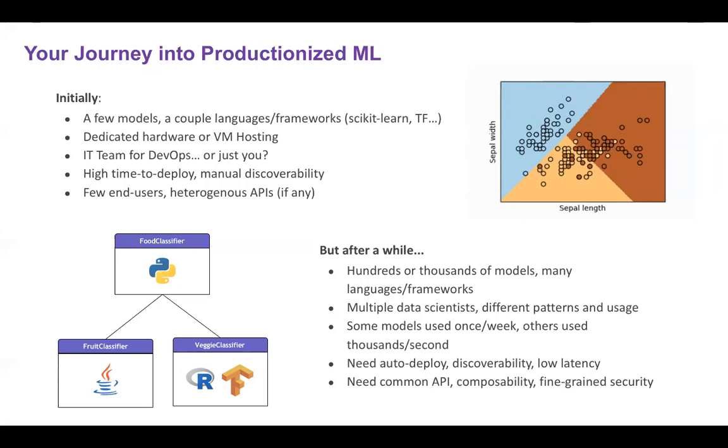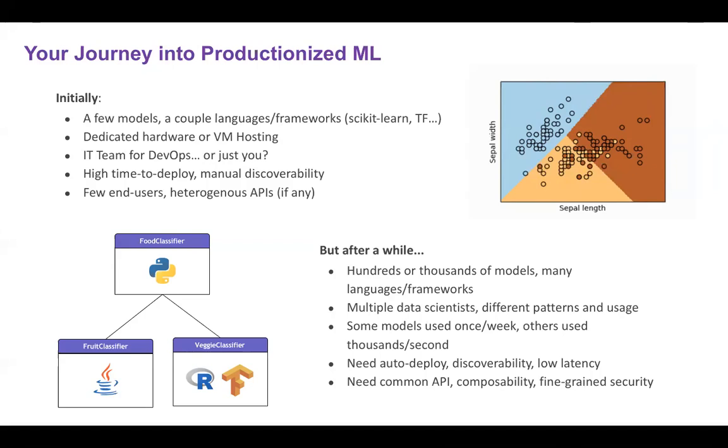Furthermore, you're going to eventually see the need to auto-deploy, where as soon as you change a model and put it out there, someone else can immediately use it. Better discoverability, where there are indexes or ways of finding all the models that are out there and how they can be used and what they do with good documentation. You're going to want to decrease your latency so people can use those in really high volume environments.